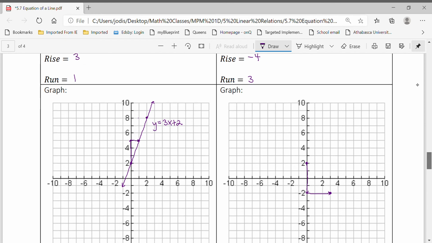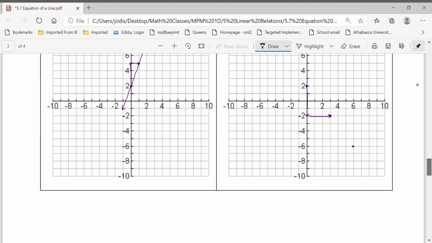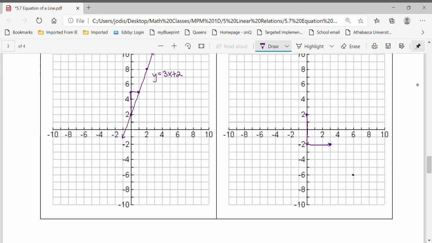Okay, and then like I said, for any graph to be really good, we want 3 dots. So from the one we just drew, we're going to go down another 1, 2, 3, 4, and over 1, 2, 3 to get a third dot. And then use our ruler and draw our line. Always extend past your dots and label.